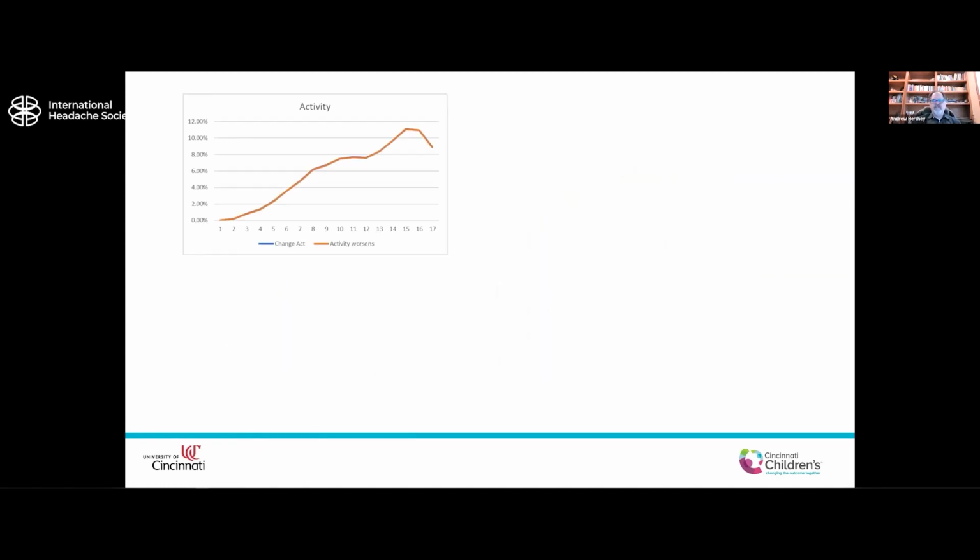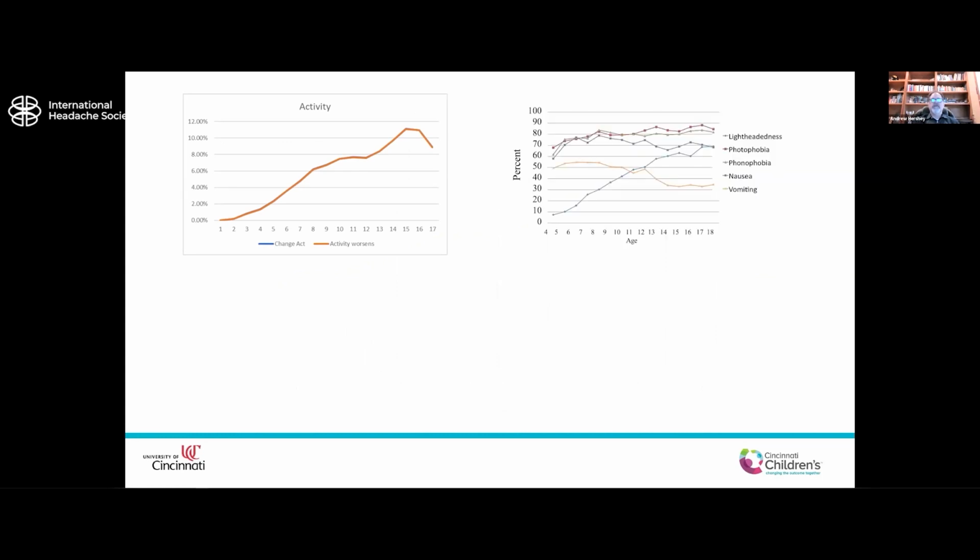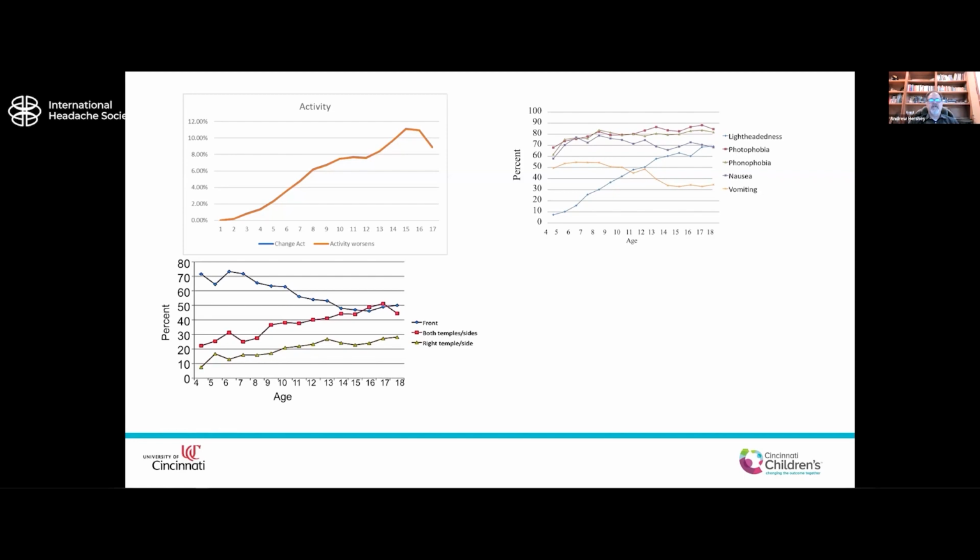If we look at the individual features and characteristics, if we look at activity climbs in terms of its impairment. Now, whether it truly climbs or this is just a representation of the child being able to tell that it climbs, one thing you'll notice is both activity changing and activity worsening are exactly aligned on each other. So either question works. If we look at associated features, we can see each of the classic associated features like nausea, vomiting, light and sound sensitivity are represented. One thing we do see is the climbing nature of lightheadedness while the disappearing of vomiting. So there is a dynamic change that's occurring. Lightheadedness is not part of the criteria, but may be part of the underlying pathophysiology.